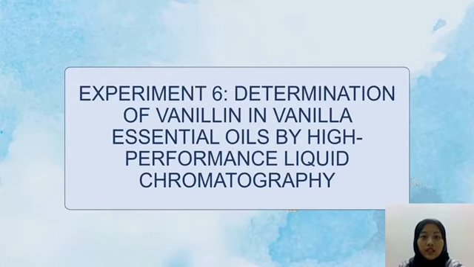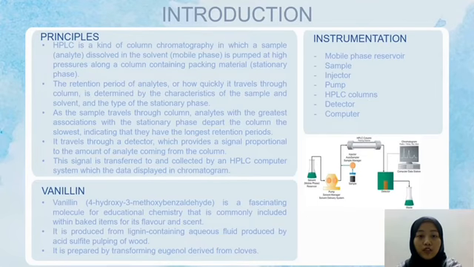Experiment 6 is titled Determination of Vanillin in Vanilla Essential Oils by High Performance Liquid Chromatography. High performance liquid chromatography is a kind of column chromatography in which a sample or analyte dissolved in the solvent as the mobile phase is pumped at high pressure along a column containing packing material as the stationary phase. The retention period of the analytes, or how quickly they travel through the column, is determined by the characteristics of the sample and solvent and the type of the stationary phase.